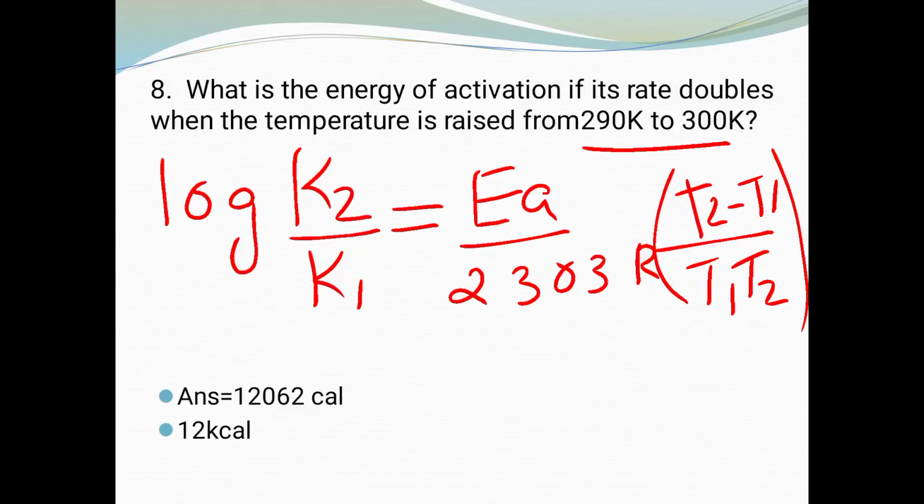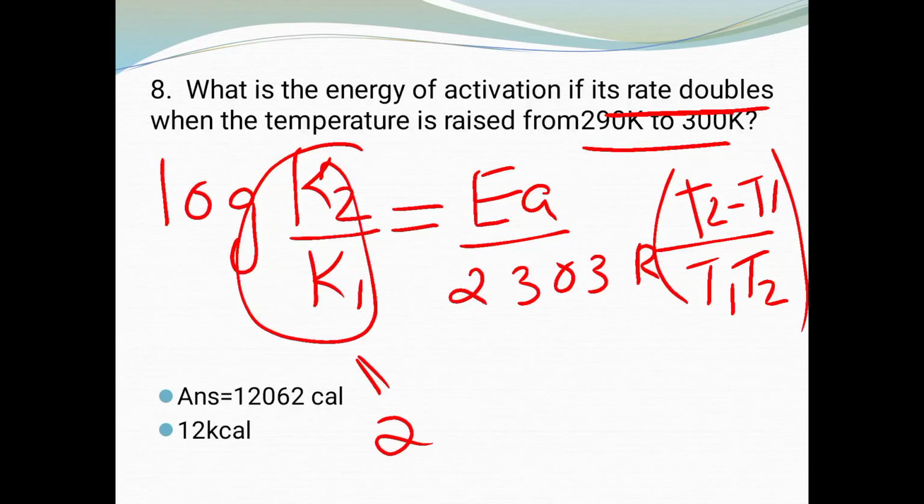So you substitute all the values. Your T2 will become 300, T1 is your 290, and the rate doubles. So K2 upon K1 is equal to 2, and your R is given to be 2 calories. So substitute all this and you get your answer is 12,000 calories or 12 kilocalories.